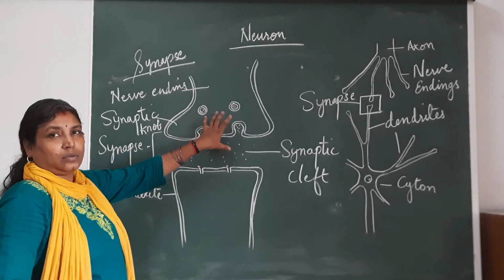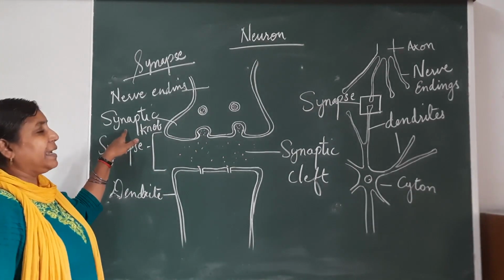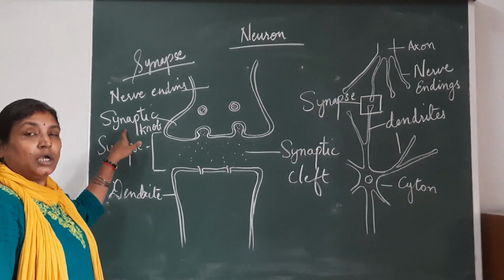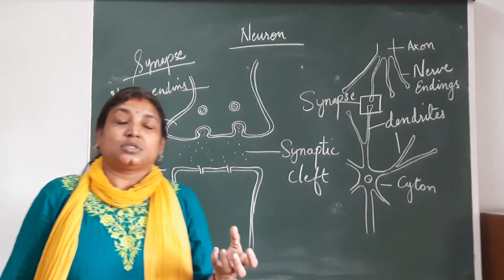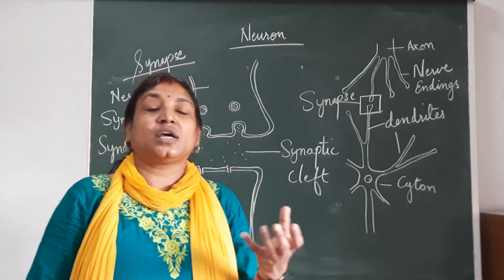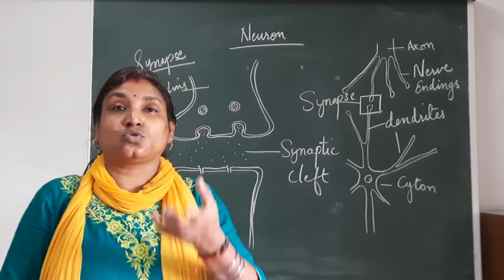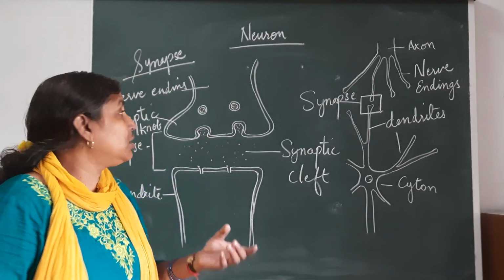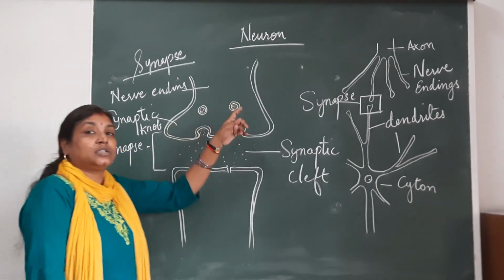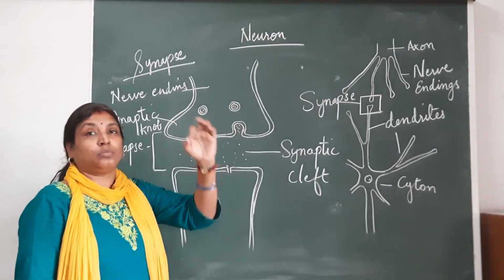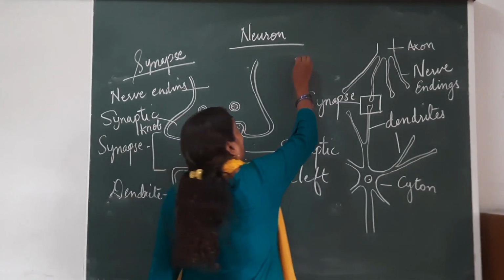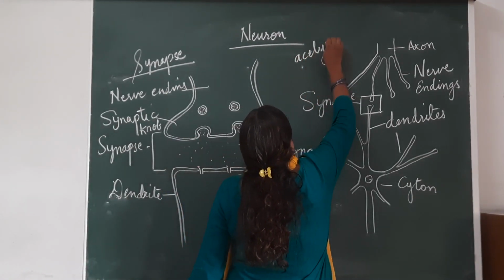This swollen part, what you see is the synaptic node. In this node, you will see there are a number of vesicles, just like when we study the structure of the cell, there are a number of vesicles like your lysosomes and all. In the same way here also you will have a number of vesicles. They are filled with neurotransmitter. The most common neurotransmitter is your acetylcholine.